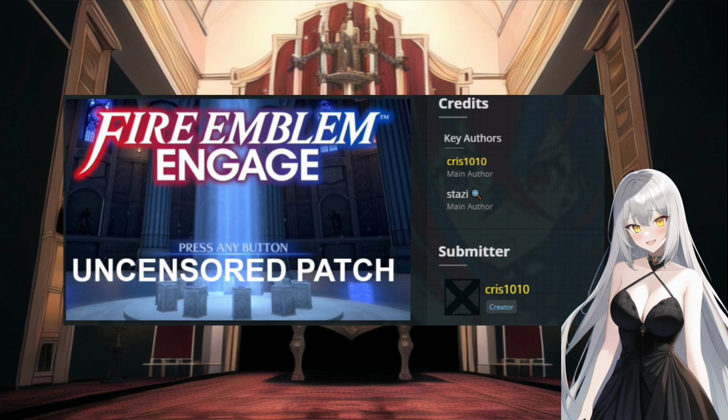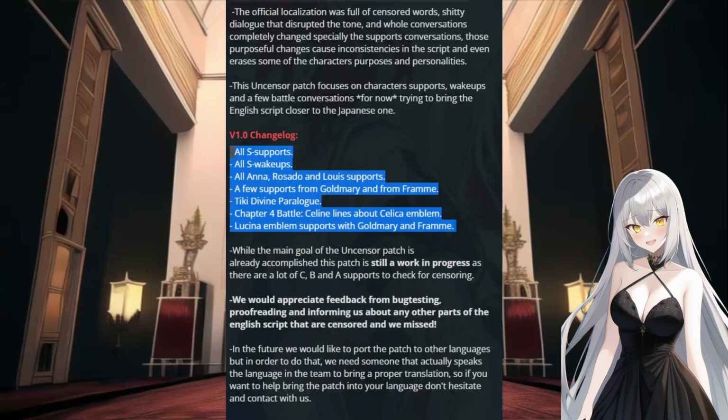This mod is not fully complete, but still changes all S supports and S wake-ups, all Anna, Rosado and Lewis supports, and more things you can see here on screen. To reiterate, all this mod does is change localized text to more closely reflect the Japanese text, effectively uncensoring most of the game's dialogue, and that is all.